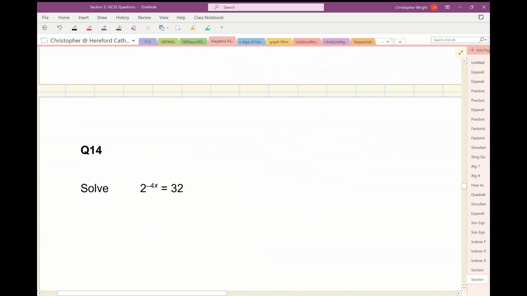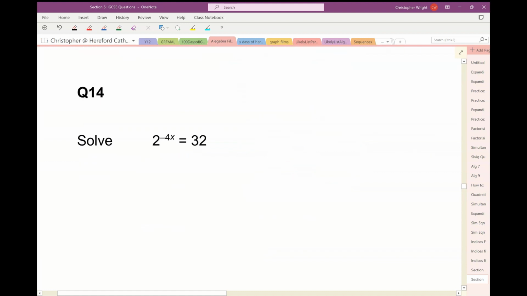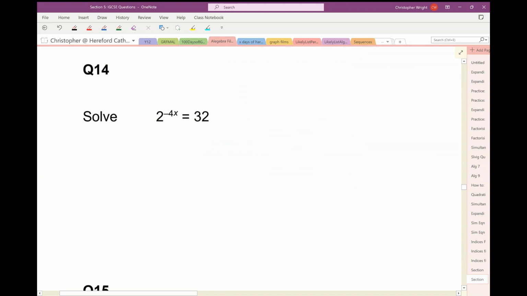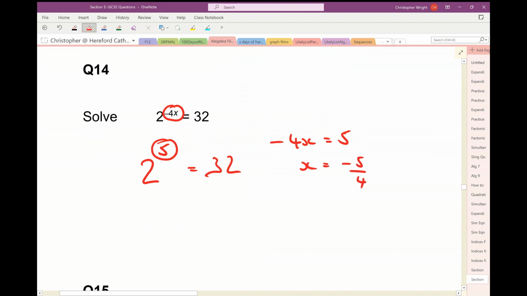Okay, question 14. Right, solve 2 to the power of something equals 32. Well, 2 to the power of what is 32? Let's see, 2 squared is 4, 8, 16, 32. So 2 to the power of 5 is 32. So my minus 4x must equal 5. So in which case, x must equal minus 5 over 4. And that is question 14 sorted.